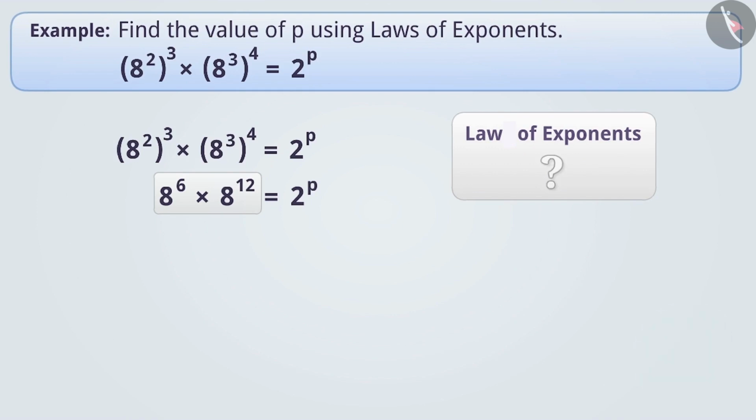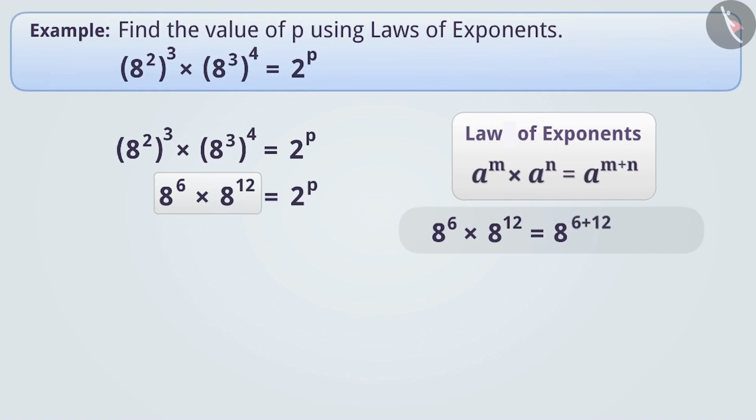Absolutely correct. We will use aᵐ into aⁿ, which is equal to aᵐ⁺ⁿ law. Using this law, we can write 8⁶ into 8¹² is equal to 8⁶⁺¹², which is equal to 8¹⁸.